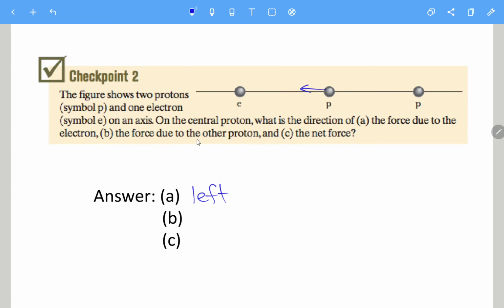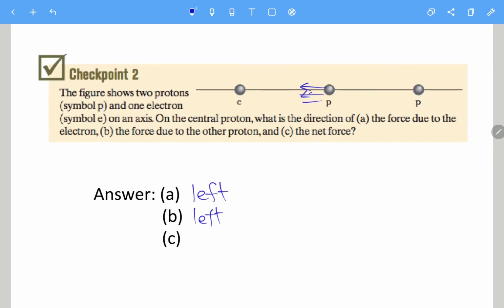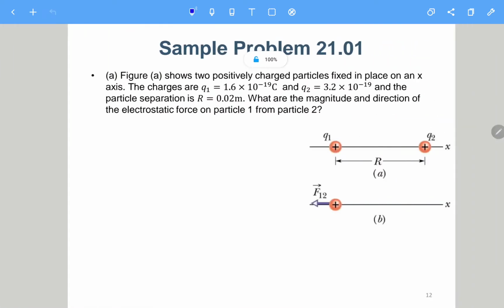So for the B, the force due to the other proton, due to this one. Also left, because they have the same polarity, so they repel each other. Okay, so the net force is left, both are pointing to the left. Okay, so this is simple.